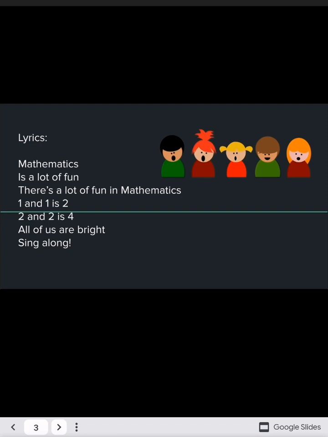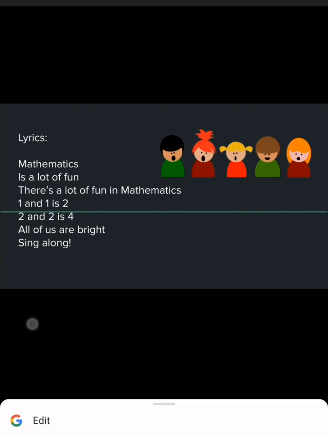It goes like this. Mathematics is a lot of fun. There's a lot of fun in mathematics. 1 and 1 is 2. 2 and 2 is 4. All of us are bright.